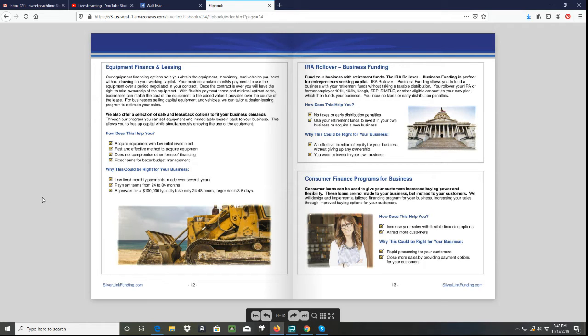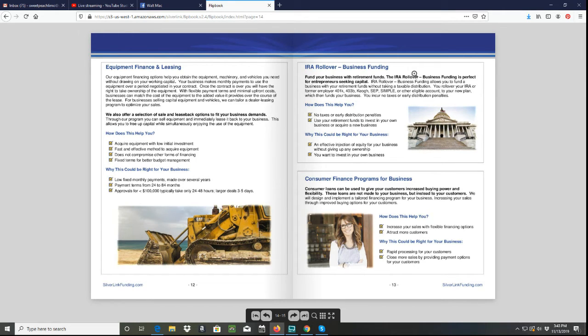For businesses selling capital equipment and vehicles, we can tailor a dealership leasing program to optimize your sales. That's a key feature. Didn't realize that was coming along.